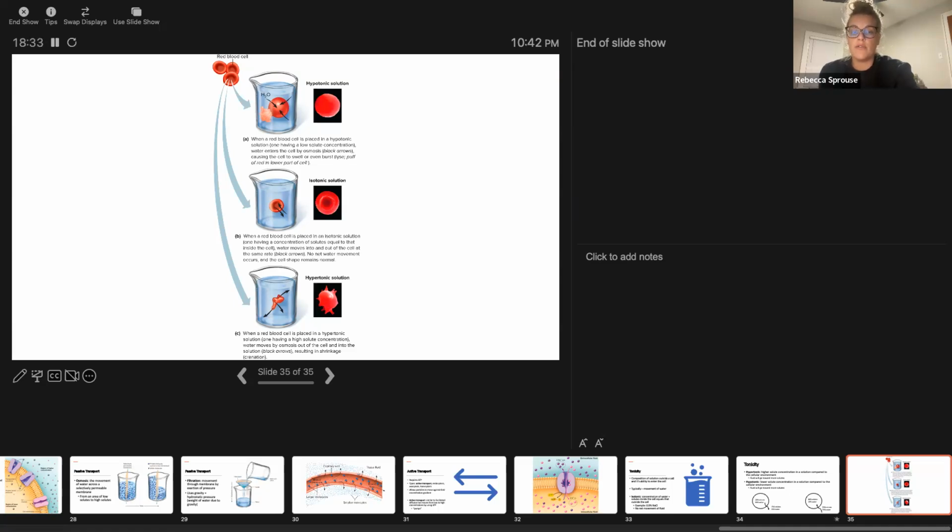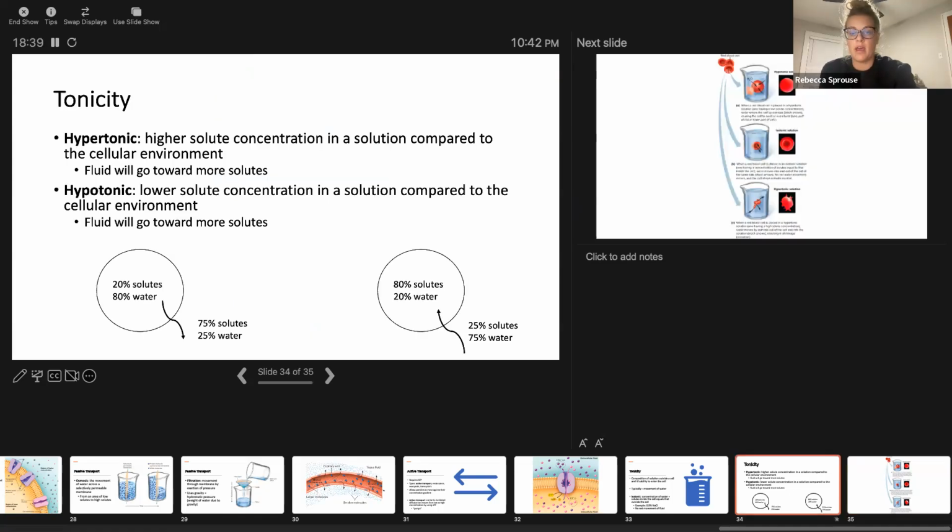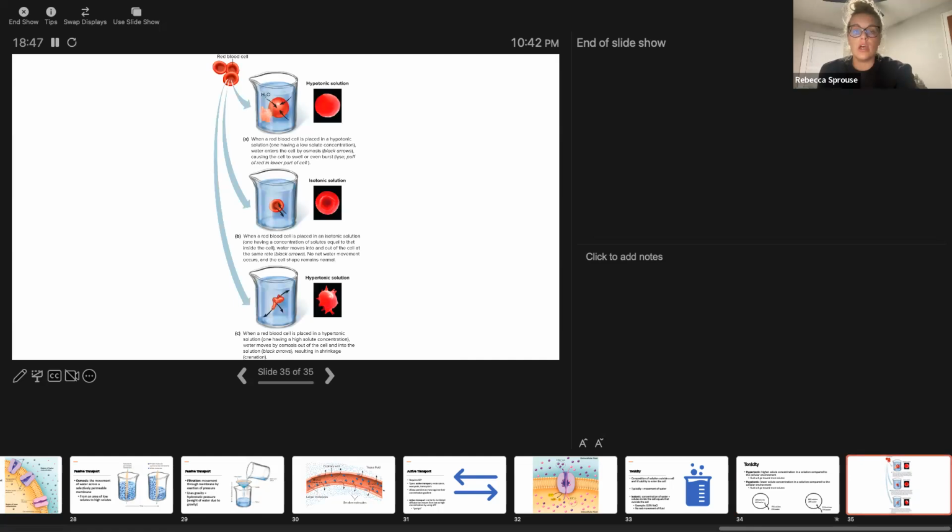Now, what happens if we put that cell into a hypotonic solution? And what does that mean? Let's go back. Hypotonic solution means that there's lower solutes in that solution than there is in the cell. So if there's low solutes out here, that means there's high solutes in here. And if there's high solutes in here compared to here, water is going to enter that cell, right? Water follows the higher solutes. And look, what's happening is that red blood cell is swelling. And this one is actually bursting. That is called hemolysis. And that is a medical problem that actually can happen.